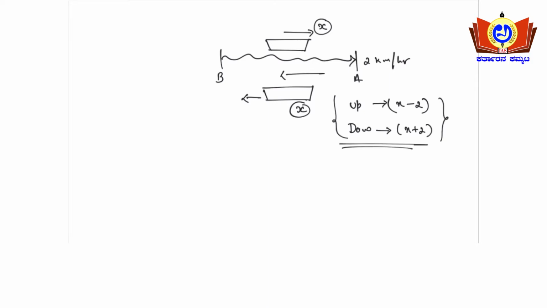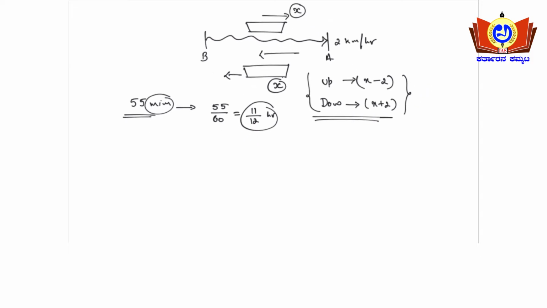The question states that the man goes upstream and comes back downstream in 55 minutes. This is given in minutes, so we need to convert it into hours. So 55 divided by 60, because 60 minutes is 1 hour, equals 11 by 12 hour. So time is 11 by 12 hour, and the total distance he travels is 10 plus 10, that is 20 kilometers.